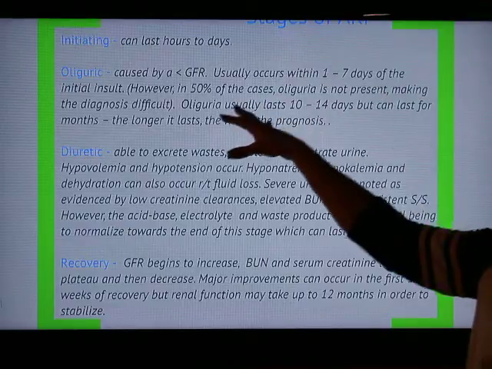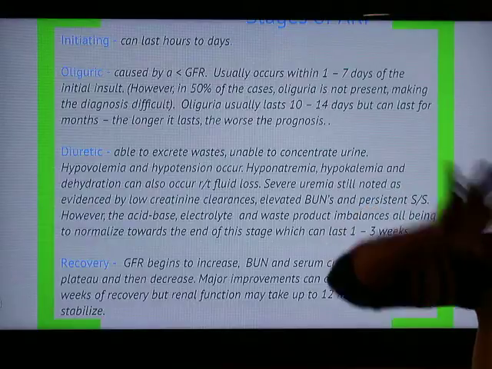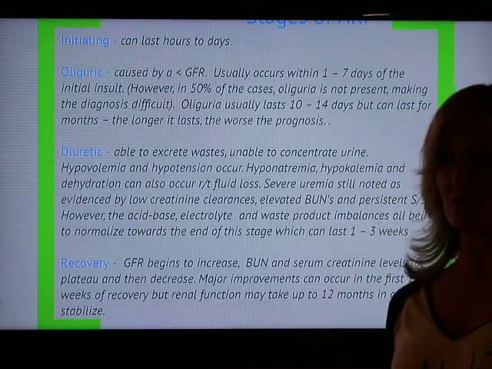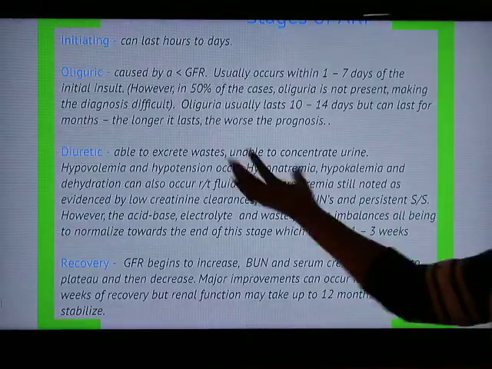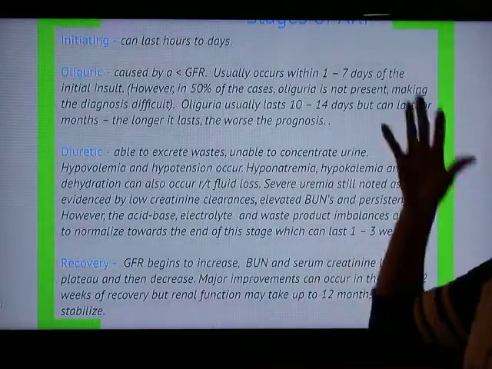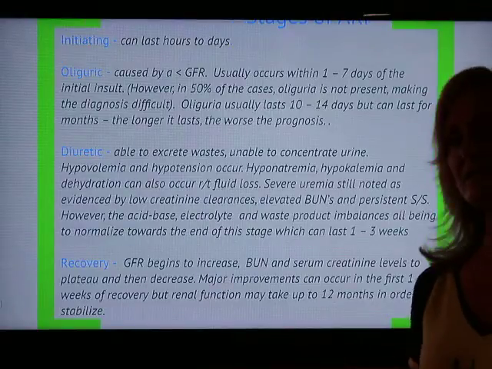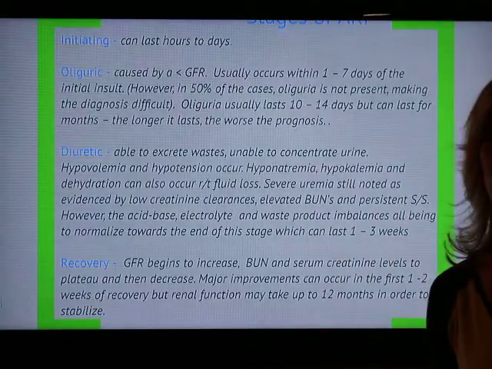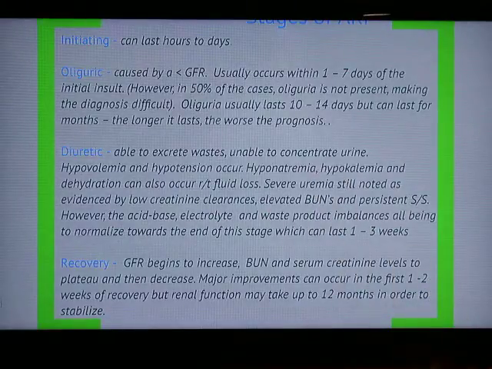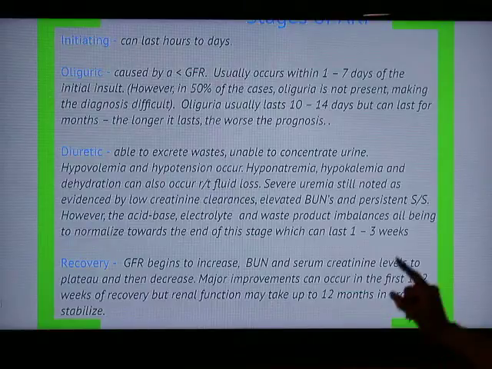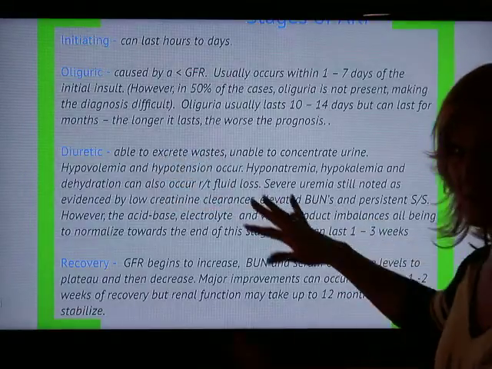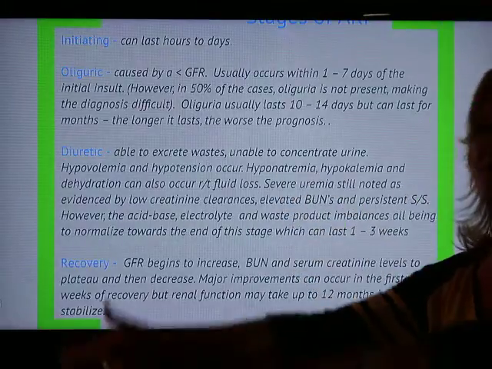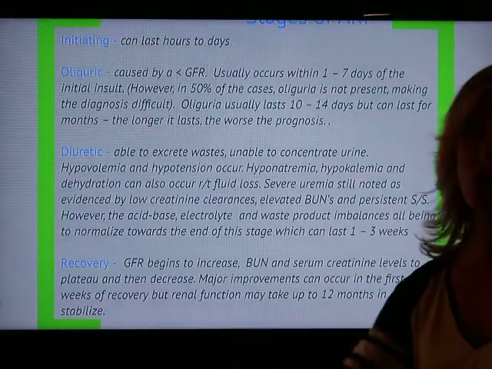So after the oliguric phase is starting to subside, it's starting to get better, then the patient goes into the diuretic phase. And you know they're going into a diuretic phase because now all of that fluid that is retained in the body, they're starting to excrete it, and they start to lose a tremendous amount of fluid. The problem is the kidneys cannot yet concentrate that urine. So they are starting to get rid of excess waste. That's great, but the urine is not concentrated, so they're just flooding out all the electrolytes, all the fluid, everything.